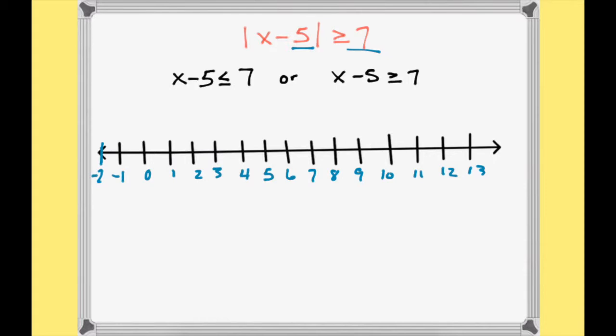And when we solve our inequalities, oops, I forgot to put a negative up here. We'd have x is less than or equal to negative 2, or x is greater than or equal to 12. So we've got closed circles at 12 going to the right and negative 2 going to the left. So again, we split into positive and the negative one gets the switched sign.